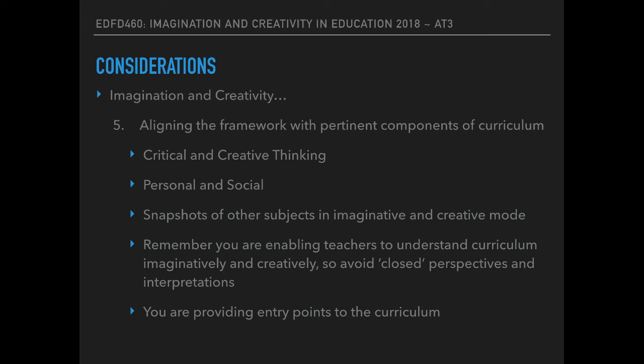But you might also want to think about providing snapshots of other subjects in imaginative and creative mode. So if you're talking about the process of creativity, or you're talking about the 4C model or the 2C model, or you're referring to some particular part of literature, you might be able to say, this is really applicable in a mathematics classroom if you were doing this, or this is applicable in a literacy classroom if you were doing this, or this would be applicable in an RE class if you were doing this. So you can provide really short, snappy little snapshots of how imaginative and creative endeavor can be identified and seen in other subject areas.